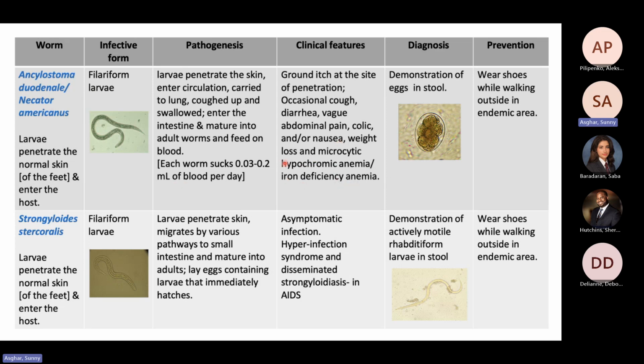So this is another key thing to look out for. And then for diagnosis, again, we're going to be looking at the stool and seeing this type of egg, so know the pictures. And wear shoes while walking outside in the endemic area. It's always good to wear slippers or whatever, just to be on the safe side and not get a blood-sucking worm.